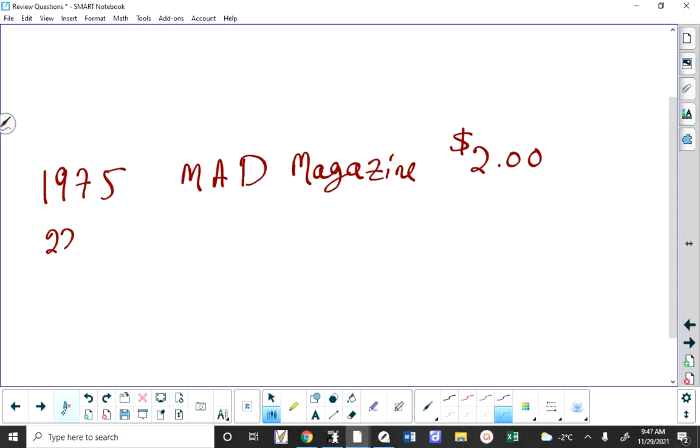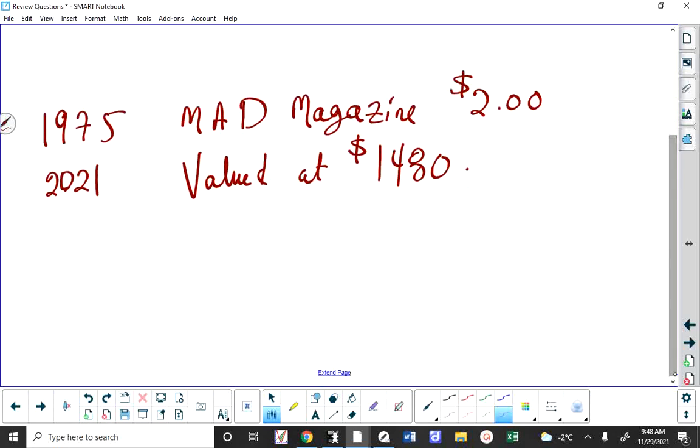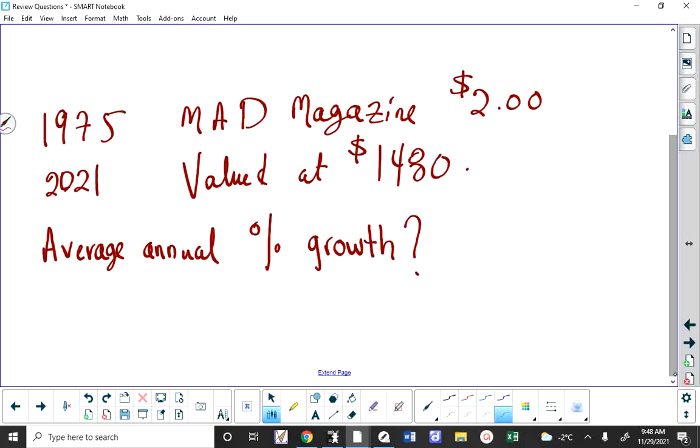And in 2021 it's valued at $1,480. Kept it under plastic, kept it in perfect condition. And the question is, what is the average annual percentage growth in the value of that magazine?